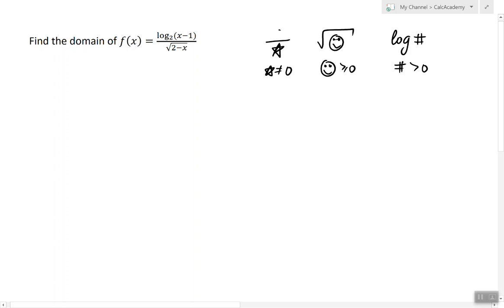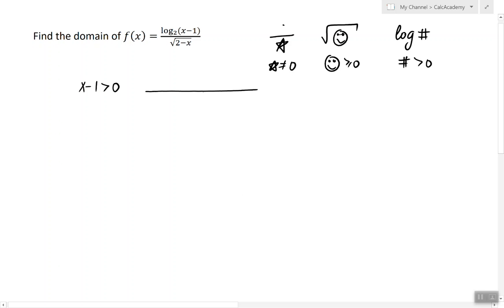So with that in mind, let's look at this function and let's recognize that we have a couple things going on here. First of all, we have a logarithm in the numerator. That means x minus 1 has to be strictly positive. So that means x has to be strictly greater than 1. So this is the interval that contains all the values that satisfy that condition.